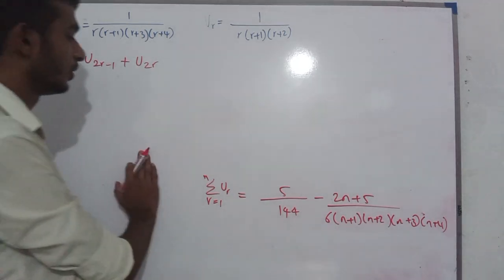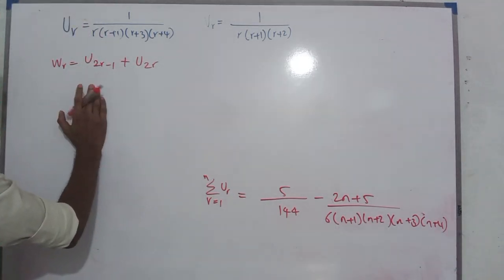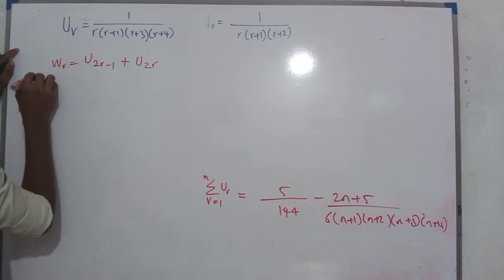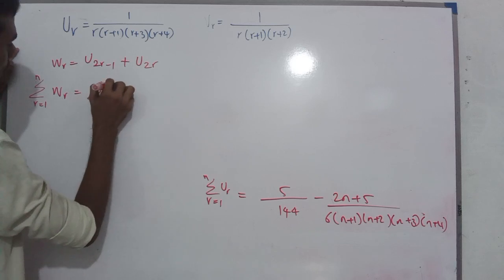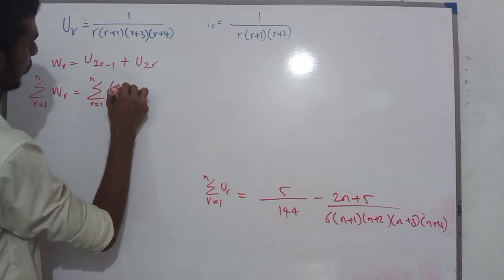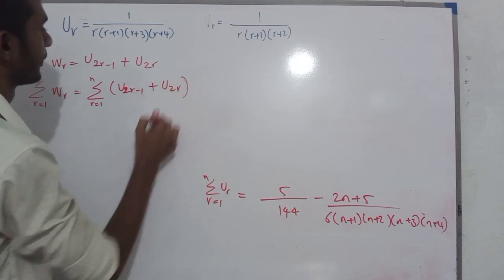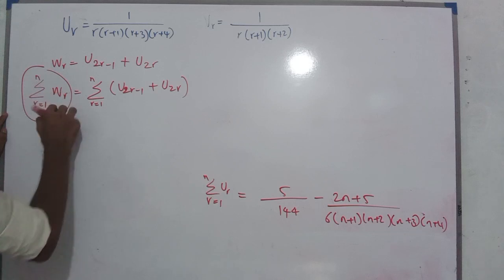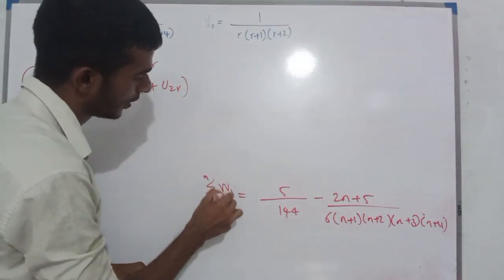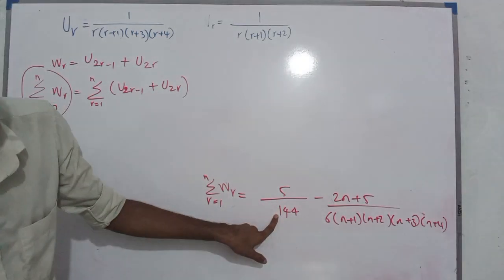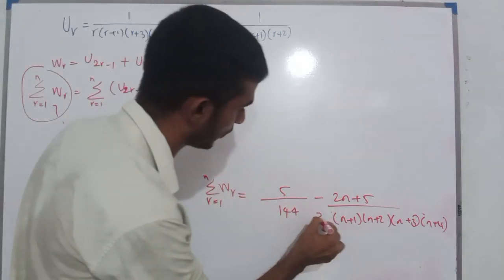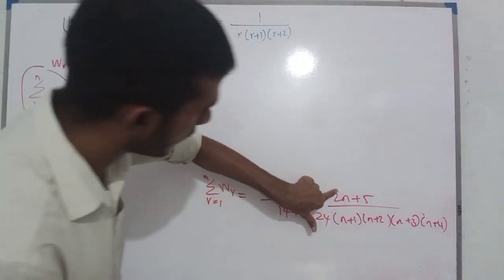Right. Now how we can do this is, I have to find out the summation of this, right? So let me take the summation of w_r, r equal to 1 to n, which is equal to the summation of r equal to 1 to n of u_(2r minus 1) plus u_2r. Now I have to find out this, but I have been given this also. From this I have to deduce something like w_r is equal to something 5 over 144 minus 24. It has changed to 24, then it has changed to 4n.